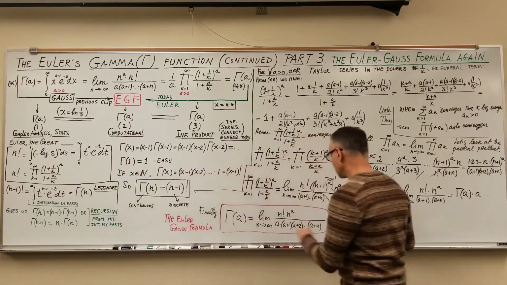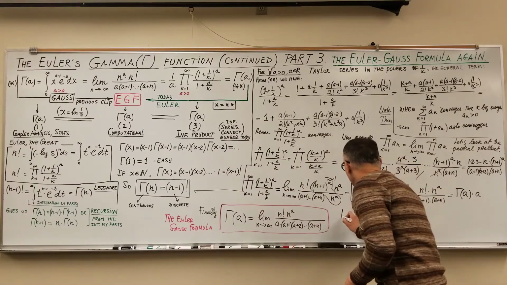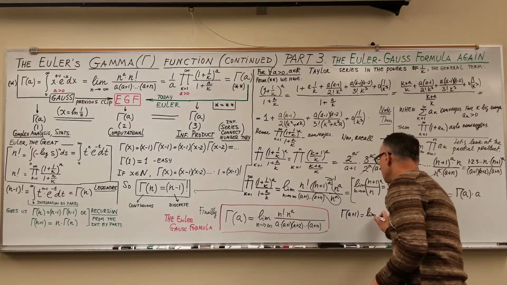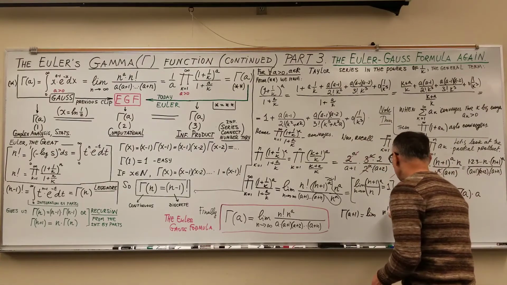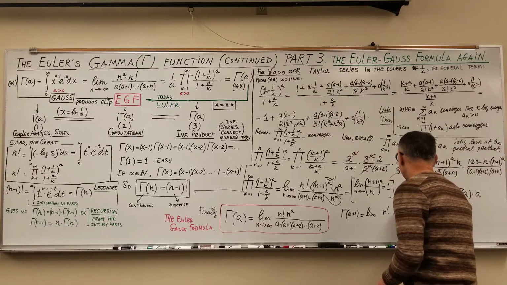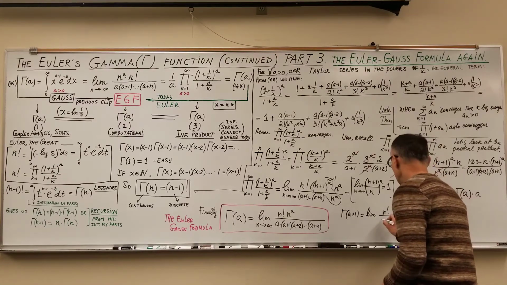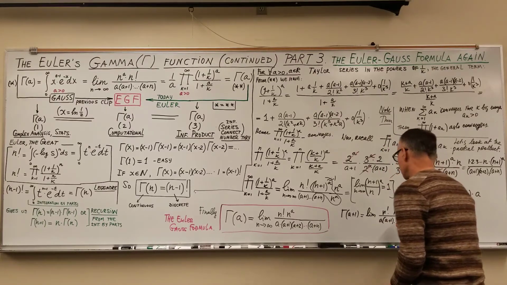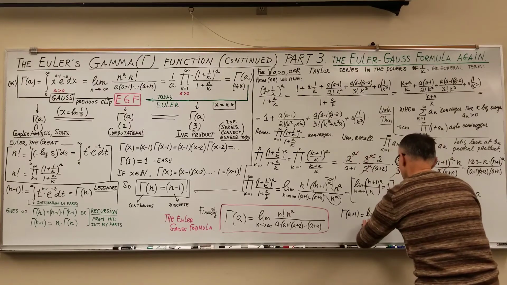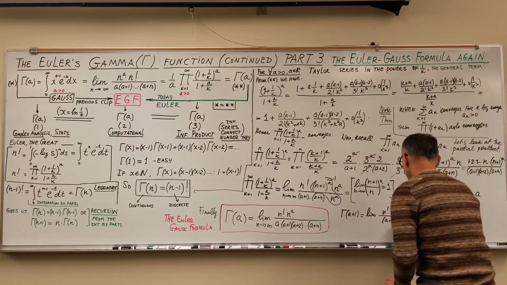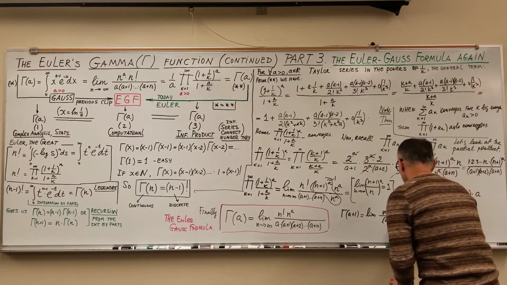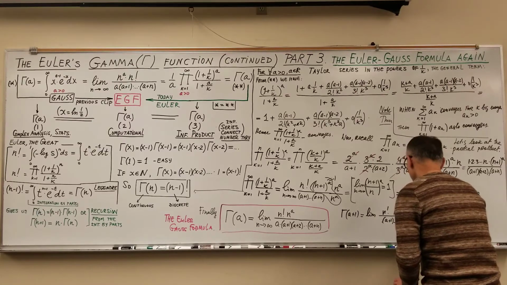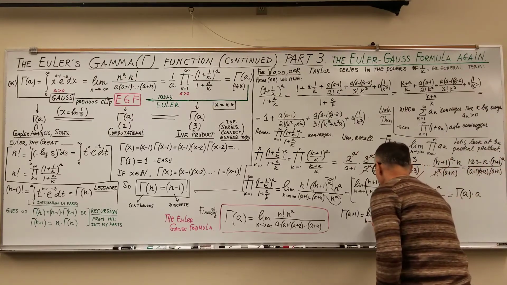And moreover, if we apply the gamma function to a plus 1, it will be equal to the limit of n factorial n to the power a plus 1 over a plus 1, and so on. Actually, it starts with a plus 1, and the last term will be a plus 1 plus n, as n goes to infinity. Yeah?